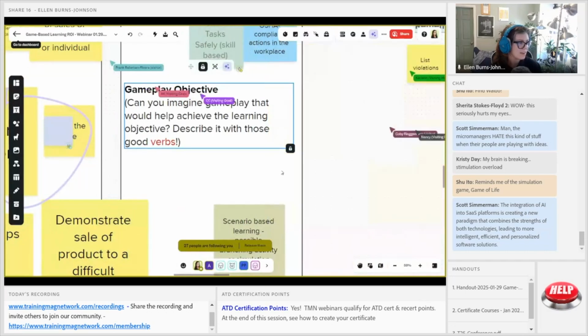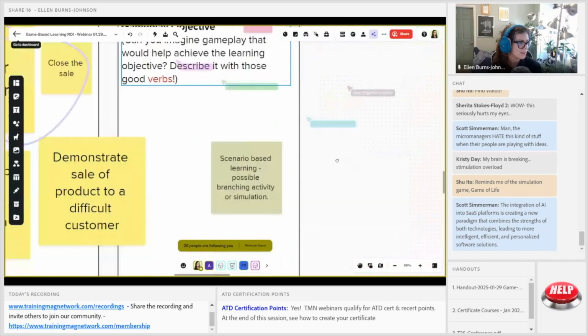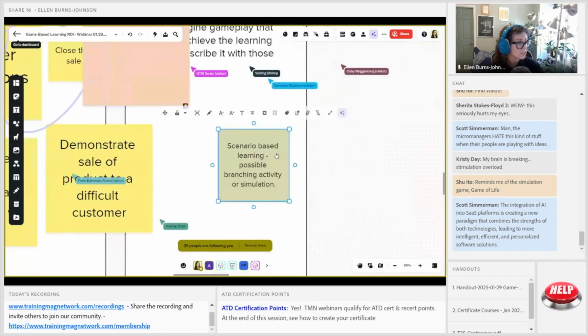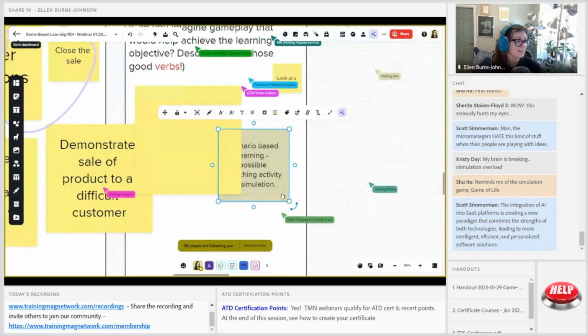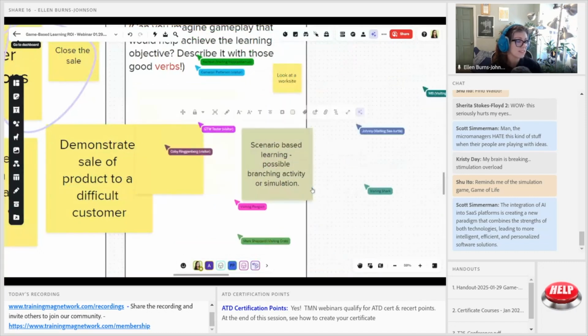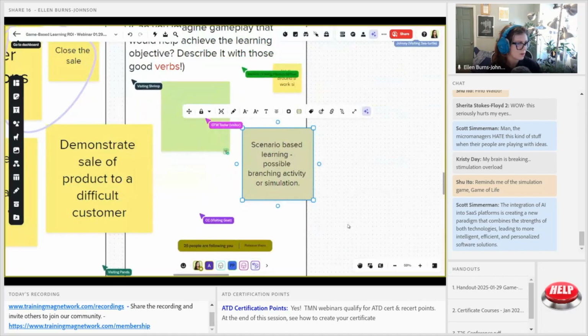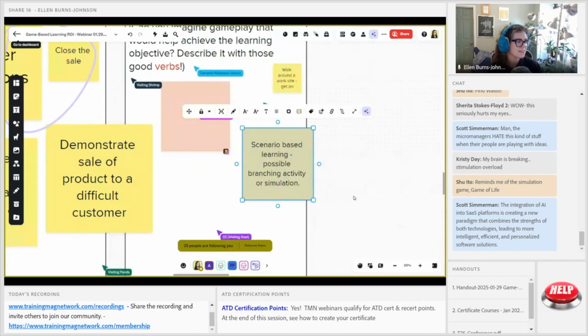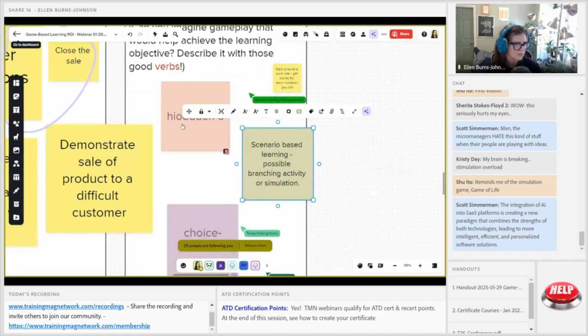Can you imagine gameplay that would achieve the learning objective? Describe it with those good verbs. Okay, so this is interesting. Scenario-based learning, a possible branching activity simulation. I think that's really fascinating because you could totally explore, all right, here's a safety violation. What are the consequences of it? What could happen? This again, though, we're using the language of type and category to talk about the game.